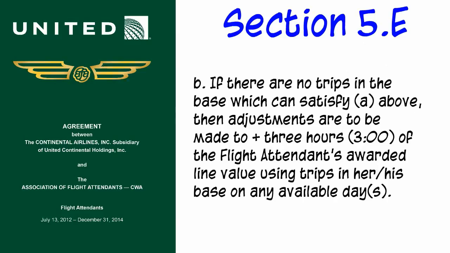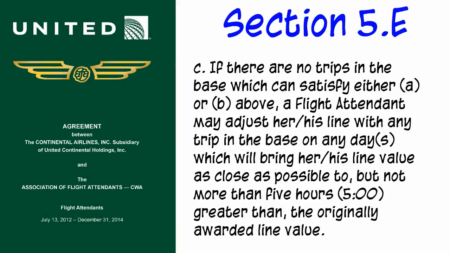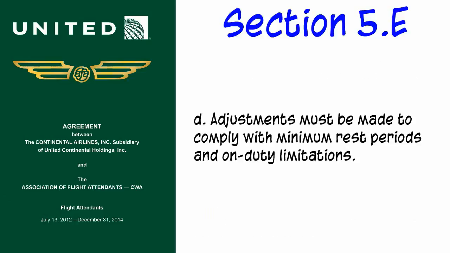If there aren't any trips in your base that satisfy the rule, you can choose trips in your base on any available day that are within 3 hours more than your original line value. If there still aren't any trips in your base that meet those requirements, you can adjust to any open trip in your base that will bring your line value as close as possible without going over 5 hours more than your original line value. All adjustments must be made to comply with minimum rest parameters as well as on-duty limitations.